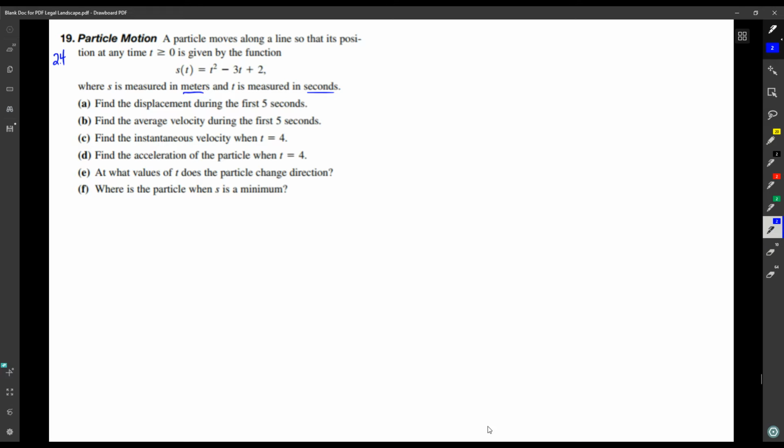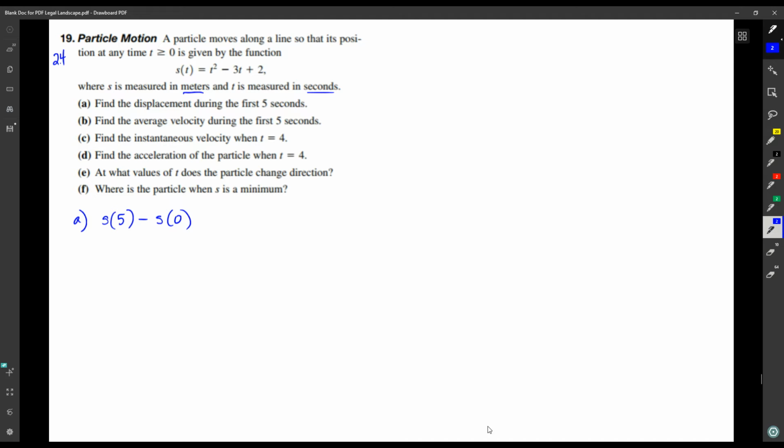First, for part A, find the displacement during the first 5 seconds. So the displacement is nothing more than how much the particle moved in those first 5 seconds. So let's take a look at that. To find the displacement, we would want to know where the particle ended up at second number 5, and then subtract where the particle began at second 0. So let's get into this.